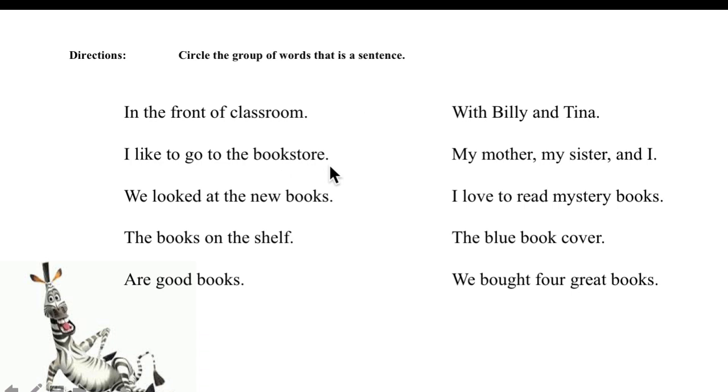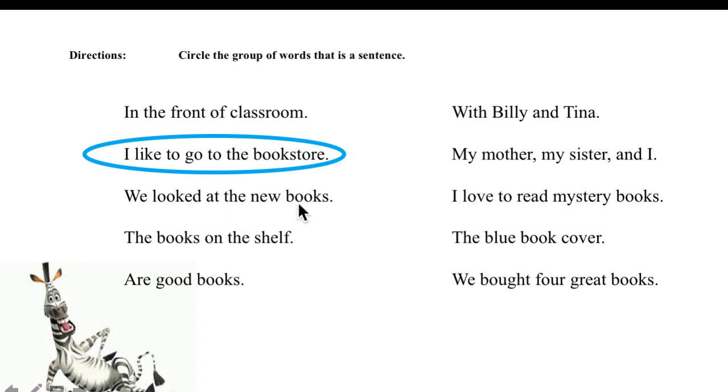I like to go to the bookstore. Is this a sentence? Yes, it is. It has a subject, I am the subject, and what I like to do, I like to go to the bookstore. That is a predicate. It makes sense. My mother, my sister, and I. Is this a sentence? No, because it is only the subject. What my mother, my sister, and I do, I don't know.